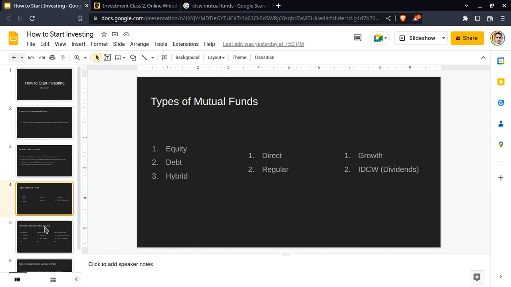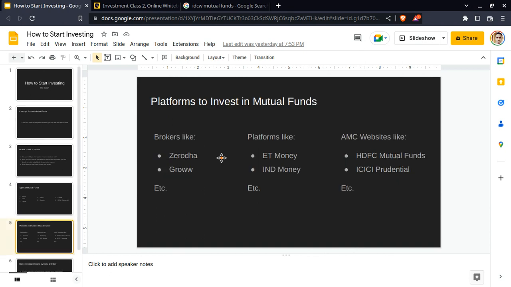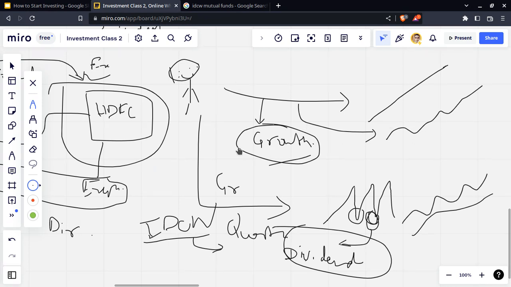Now, let us move ahead. So, we saw what are the types of mutual funds. Now, we'll see where all we can invest, means through what platforms you can invest. Of course, if we know mutual funds, we should also know the platforms where you can invest. So, according to me, till now I've seen three types of platforms where you can invest.